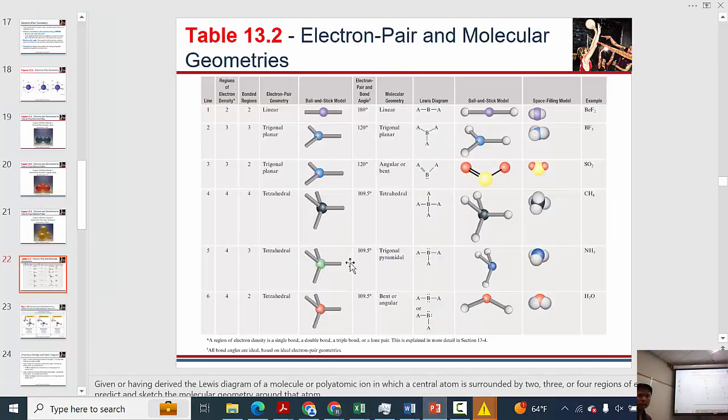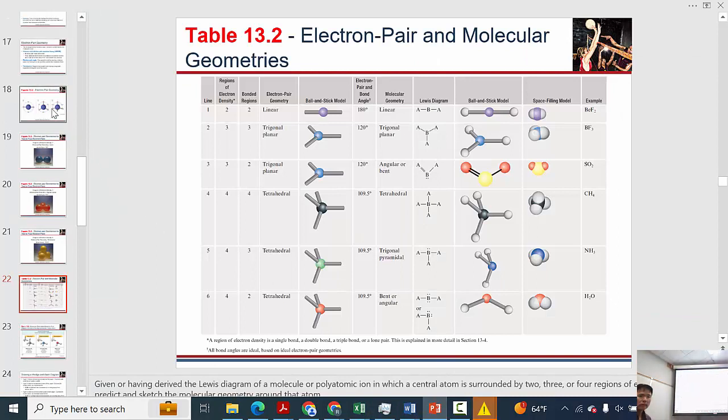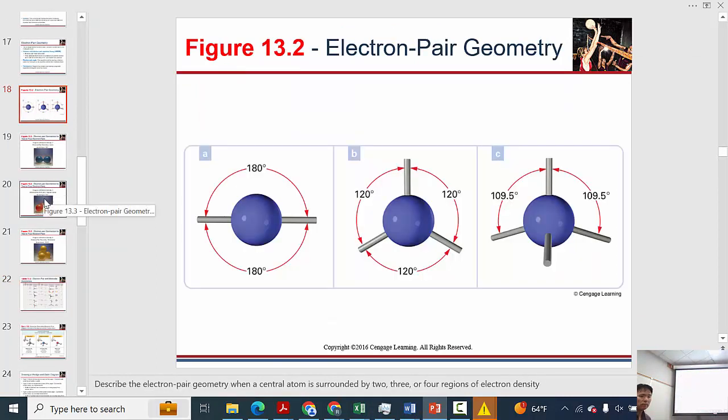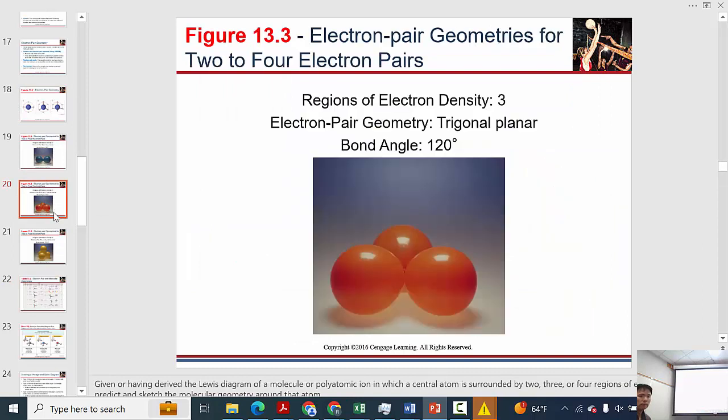But I thought the hydrogens were the same. I'm sorry? But I thought the hydrogens in that molecule were the same for each.